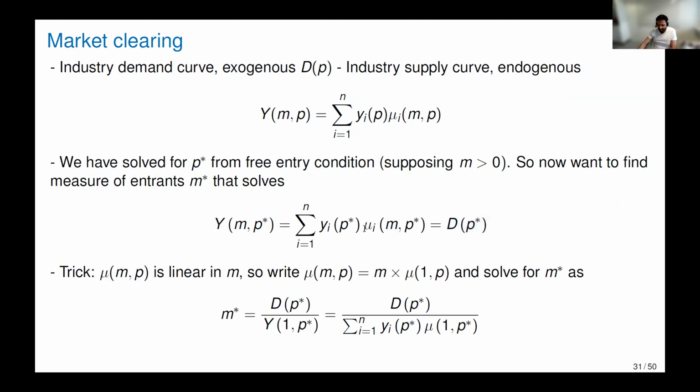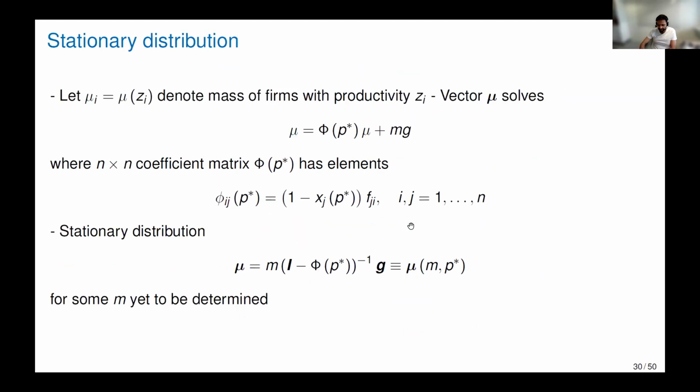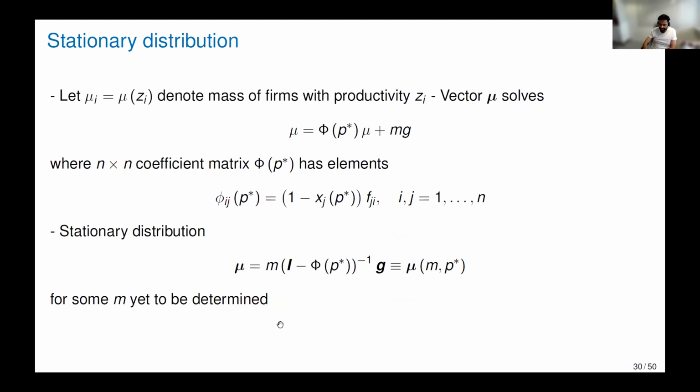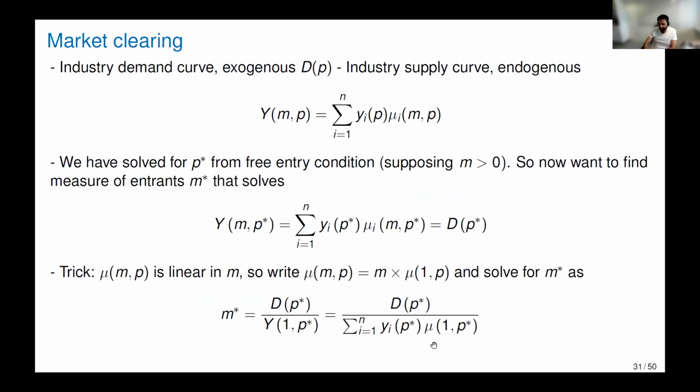Now we know that mu, M P star, is nothing but M times this matrix here. I can take the M out because M is a scalar. And if I take the M out, then I can take the rest of the things below as a denominator of dP star. So M is nothing but the total demand divided by the total output computed when M equals 1. Because M is a scalar, I can just take it out. So I can compute M star from this.